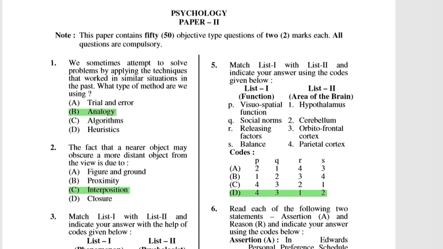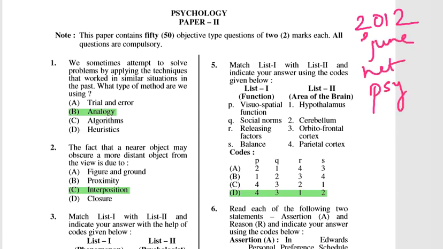Hello guys, welcome everyone. So today we will be solving the 2012 June NET psychology paper. This question paper consists of 50 objective type questions of 2 marks.